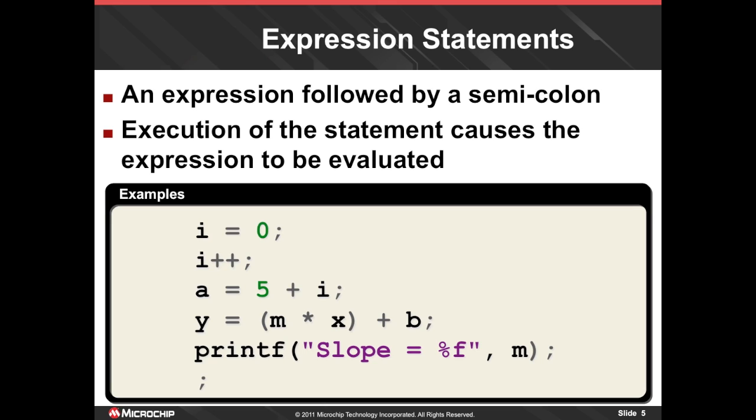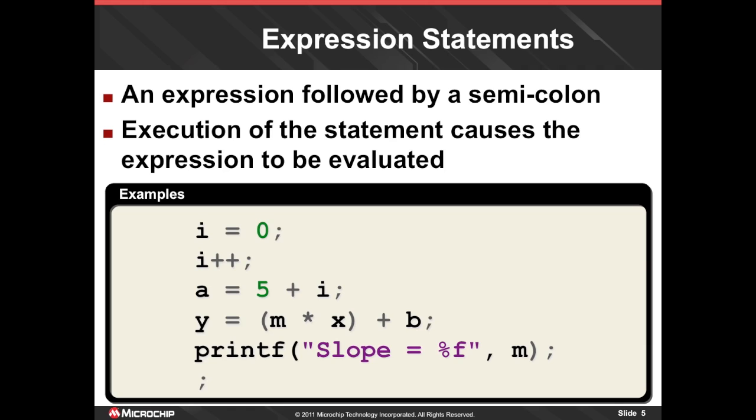I++, we know this to be an incrementing statement. It increments the value of I by 1. The next one is an assignment statement as well, but it first evaluates the expression on the right, which is 5 plus I, and then it assigns the result to this variable A on the left. The fourth one here is another assignment statement, though it's a little bit more complex because M is multiplied by X, and then that result is added to B, and then the final result is assigned to Y. So we notice that everything on the right has to be evaluated before it's assigned to the left.